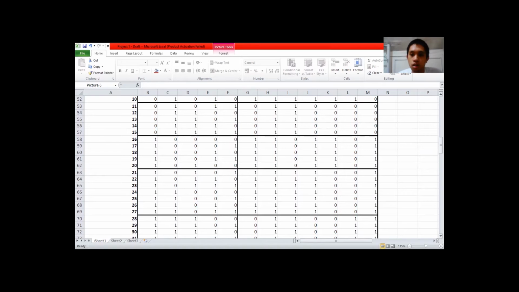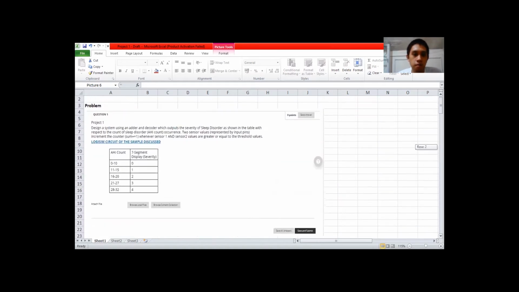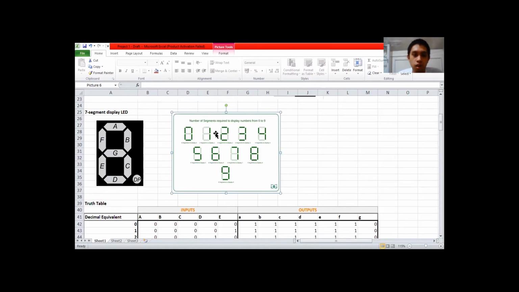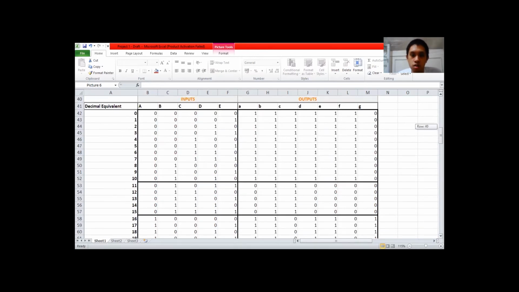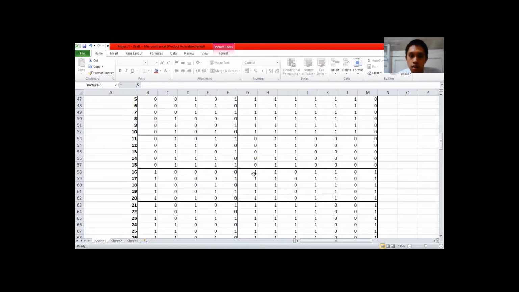the third condition, so going back on the problem, if the AHI count is within 16 to 20, then the output will display a 2. So 2 is where the only high signals are segments A, B, G, E, and D. So those segments, this is A, this is B, this is G, this is E, and this is D. They're the only ones that have a high signal for this condition in order to display 2 as the output.